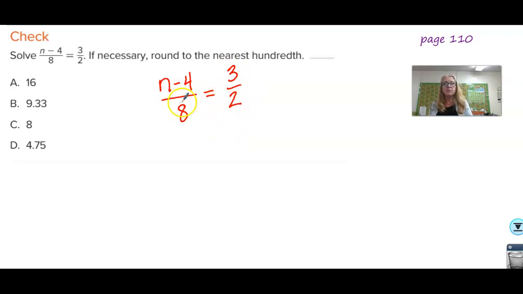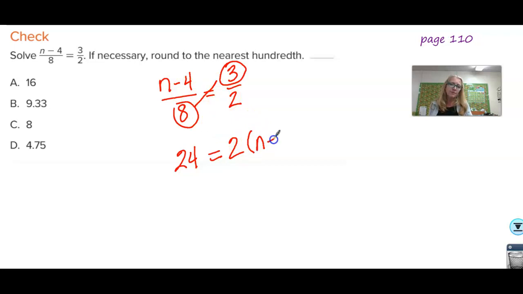We cross multiply. We take the 8 and we multiply it with the 3. That gives us 24. And then on the other side of the equal sign, we're going to have 2 times n minus 4. So we need to use the distributive property here and multiply 2 times both of those numbers. 2 times n is 2n. And 2 times minus 4 is minus 8.